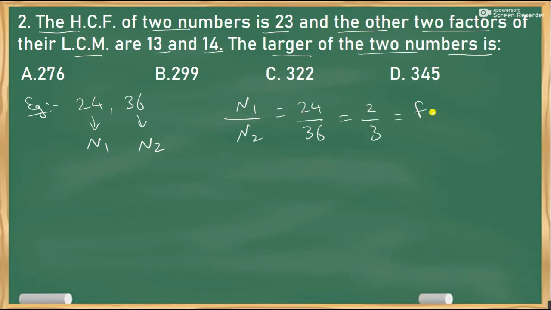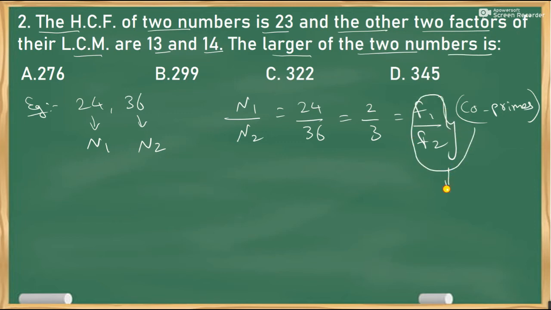So this can be written as f1 by f2, where f1 and f2 are always co-primes. Co-primes is nothing but a pair of numbers which doesn't have any common factor except 1. And these co-primes, that is f1 and f2, are called the factors of LCM.